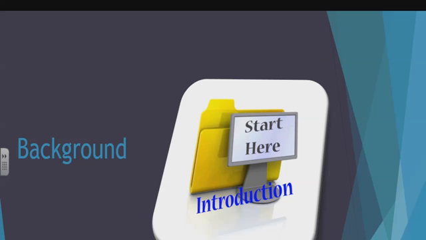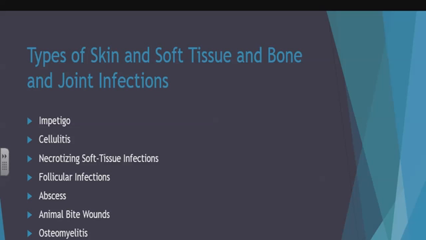Okay, so a little bit of background. As I said, this is a super common thing that you will encounter in clinical practice regardless of your practice setting. There's many different types of skin and soft tissue infections. I listed here the main ones that we're going to be talking about today, which includes impetigo, cellulitis, necrotizing skin infections, follicular infections, abscesses, animal bite wounds, osteomyelitis, as well as diabetic foot infections.